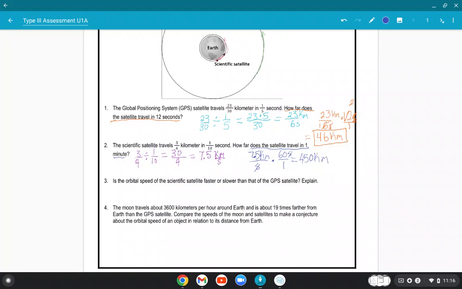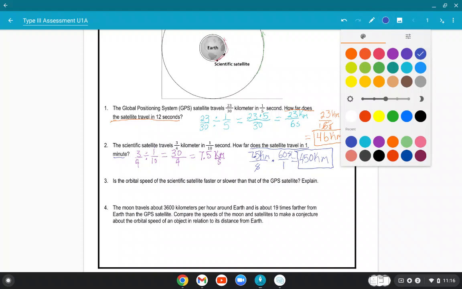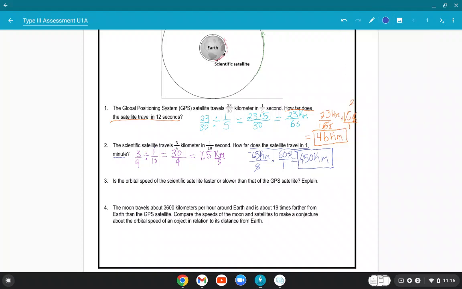I'll get 450. And that's my final answer for the second part. Now, 3 is just a simple question. And I'm going to try to do it like this. Maybe make it a little smaller. Okay, too small. Okay, is the orbital speed of the scientific satellite faster or slower than the GPS satellite? Explain. We're going to use the work that we did.